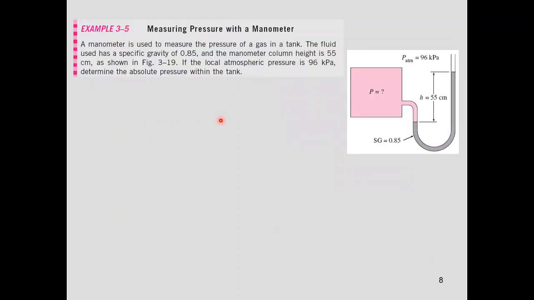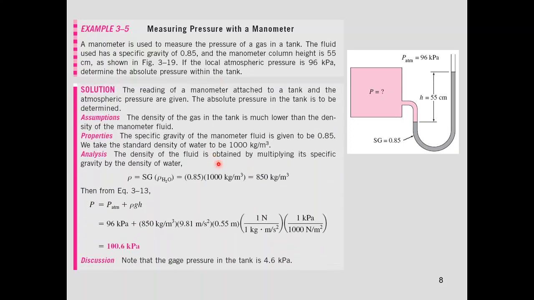Okay, we start with the first example for manometer. A manometer is used to measure the pressure of a gas in a tank. The fluid used has a specific gravity of 0.85 and the manometer column H is 55 centimeters, as shown in figure 3.19. If the local atmospheric pressure is 96 kilopascal, determine the absolute pressure within the tank. So how to solve it?